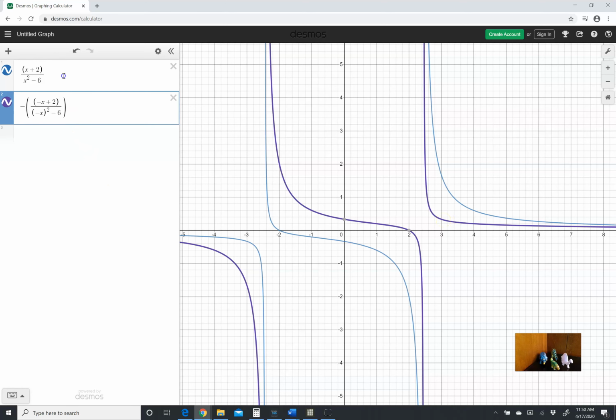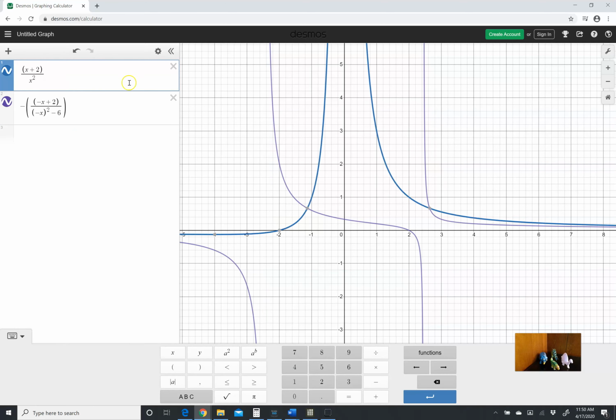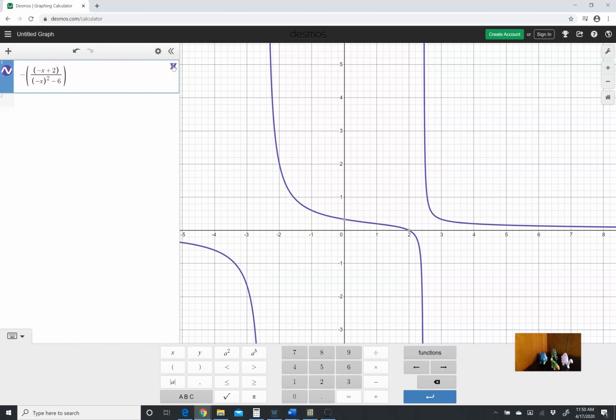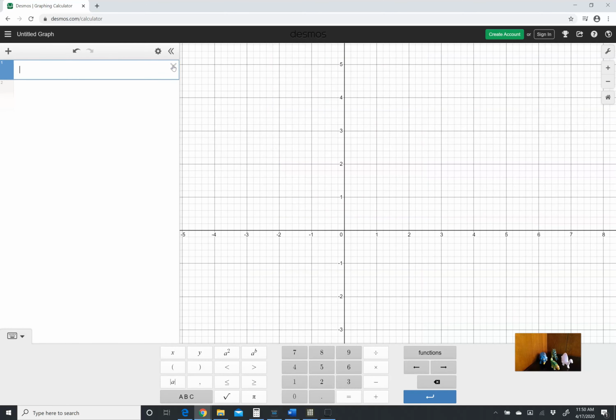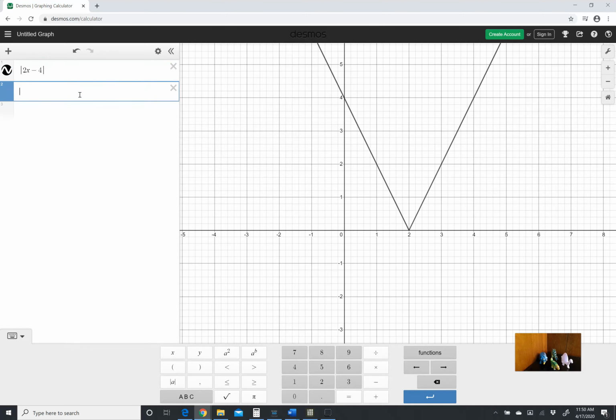Let's take the absolute value one. I think it's going to be clearer than the reciprocal function. Let's take absolute value of 2x minus 4. And then we're going to do negative absolute value of 2 times negative x minus 4. Okay. This is a reflection in the origin here. You can see this point, its reflection is 2, 0.